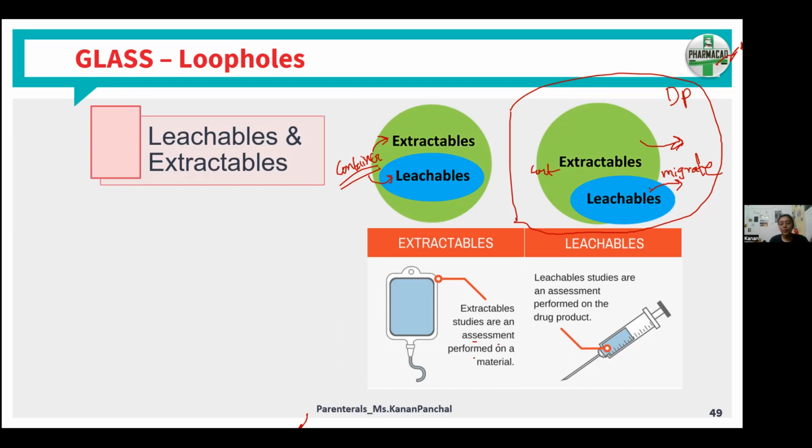studies are an assessment performed on the material. And leachables are the study which is performed on your DP. To study your leachables, you fill your DP in the container. You will keep it for some time. You will expose it to heat or different pH or whatever. And then you will study it, you will do a titration of your DP, and then you will see how much leachables there are.